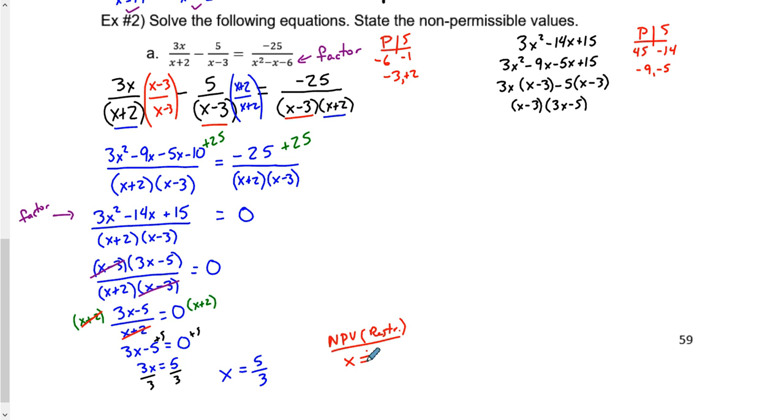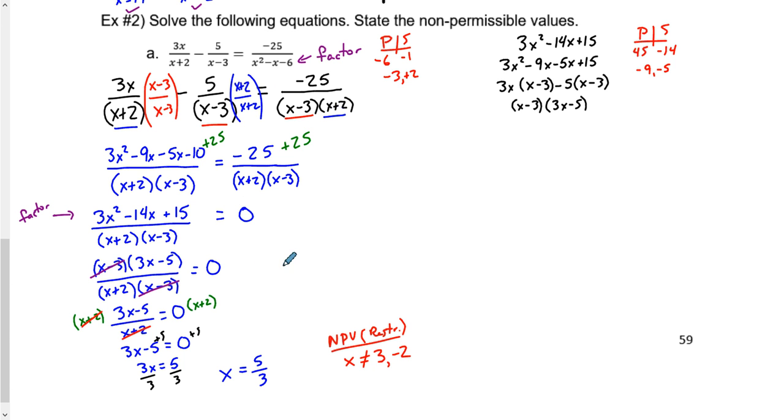X subtract 3 is 0 at 3. X add 2 is 0 at negative 2. So our x cannot equal 3, and it cannot equal negative 2. Now, in this question, I don't have it as a check, because I want to emphasize this bit here.